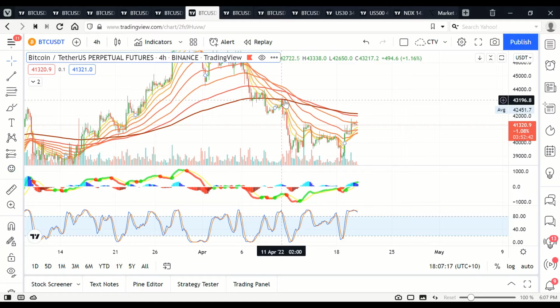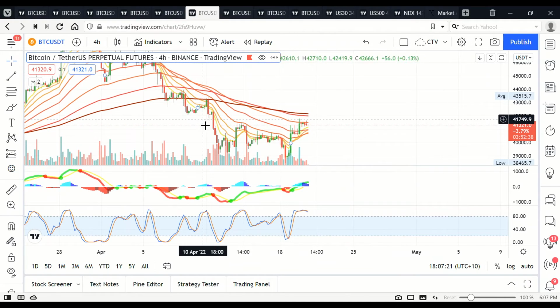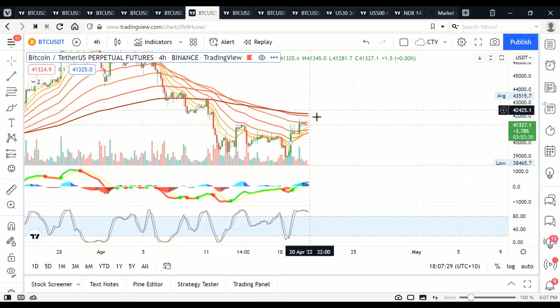So see this level. Last time when it went below this 233 level EMA, it retested that particular 233 EMA exactly and then fell really hard. The same way, if it surpasses this 233 EMA, it can take support and rally harder.